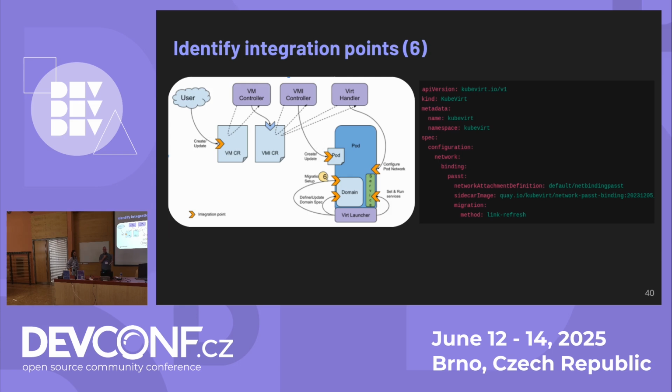And the last integration point is the ability to change the domain. We said that we have libvirt living there, so it's a domain. It has a configuration, how the interface looks inside the guest, and how it connects. That part you need to do by manipulating the domain configuration. So we have an integration point, if someone needs to do some special things to the domain configuration, they can do it.